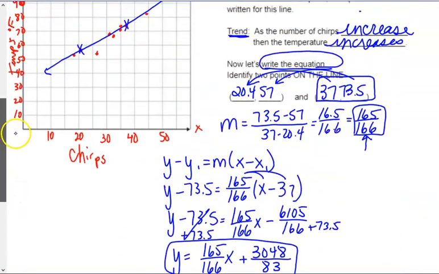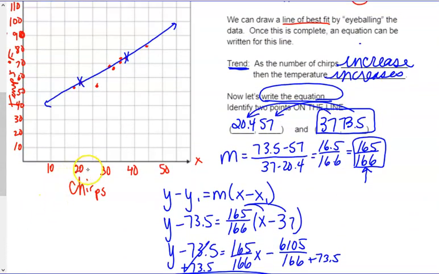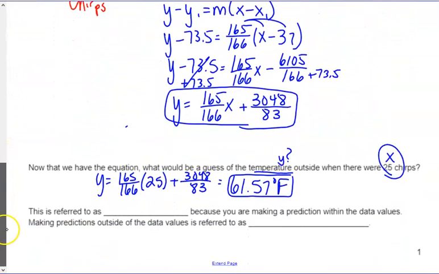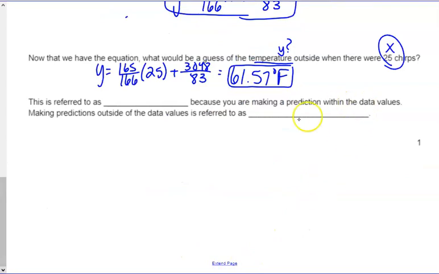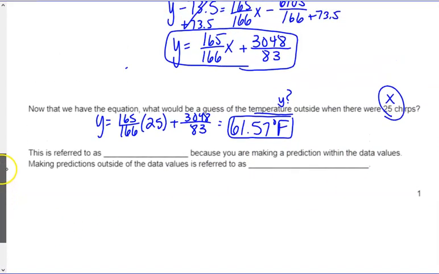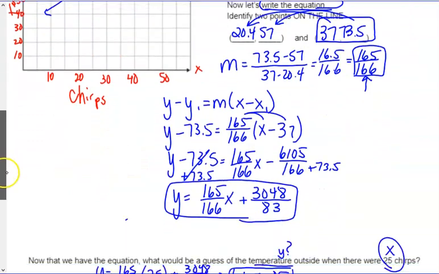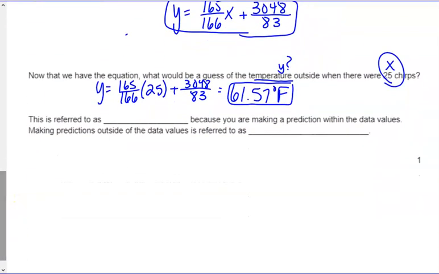Now at 25, am I approximately at 62? 25, we're at approximately 62. Now this is freehand, so that's why it doesn't look exactly like around 62, but we are close. So when we do something within our data range, 25 was within our data range. We had values that were to the left of 25 up here. We had values to the right of 25. That is what we call interpolation. Okay, this is referred to as interpolation, because you are making a prediction within the data values that you have.